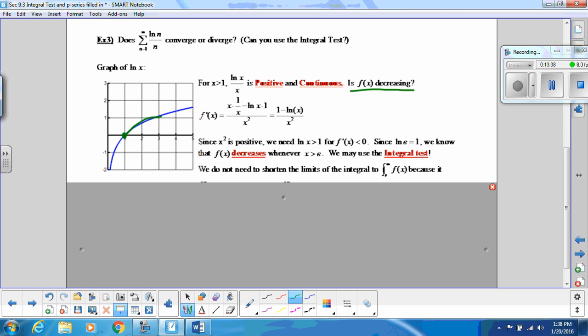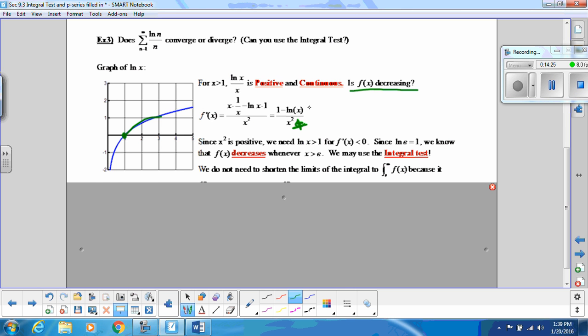So now this last part is whether f of x is decreasing. Okay, so here's our derivative. Make sure that you are doing our quotient rule. So this is x squared, this is x times 1 over x minus ln x times 1. If we simplify that, this is 1 minus ln of x over x squared. This is our first derivative. Now, x squared will always be positive. So the numerator would have to be negative in order for this to be decreasing. So is this going to be decreasing? Well, it really depends on the value of x, doesn't it?